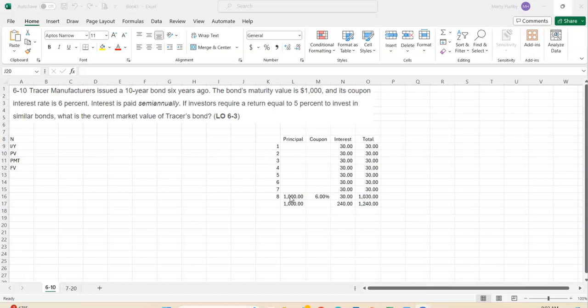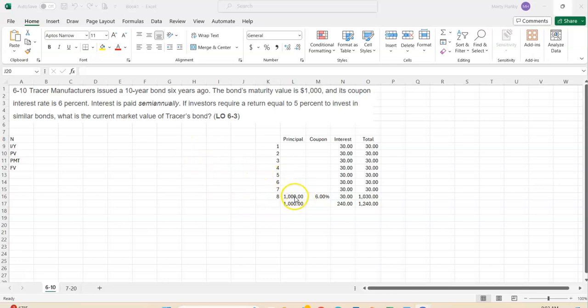Those all refer to the same thing. In this case, it's $1,000. So plus, we're also present valuing the coupon payments. So we're going to use both the payment and the future value register for our cash flows.